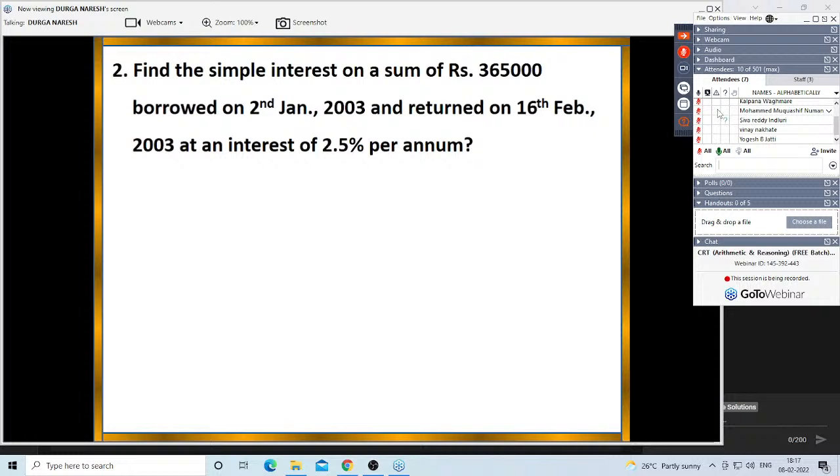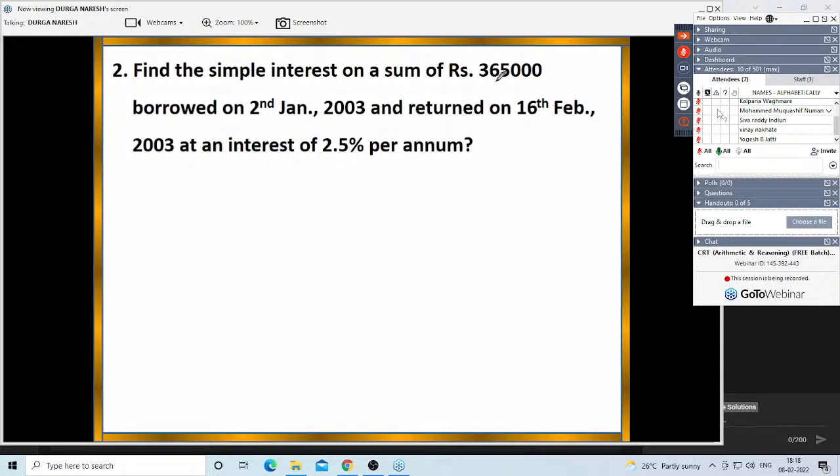Find the simple interest on a sum of 3,65,000 rupees borrowed on 2nd January 2003 and returned on 16th February 2003 at an interest of 2.5% per annum. Sorry.